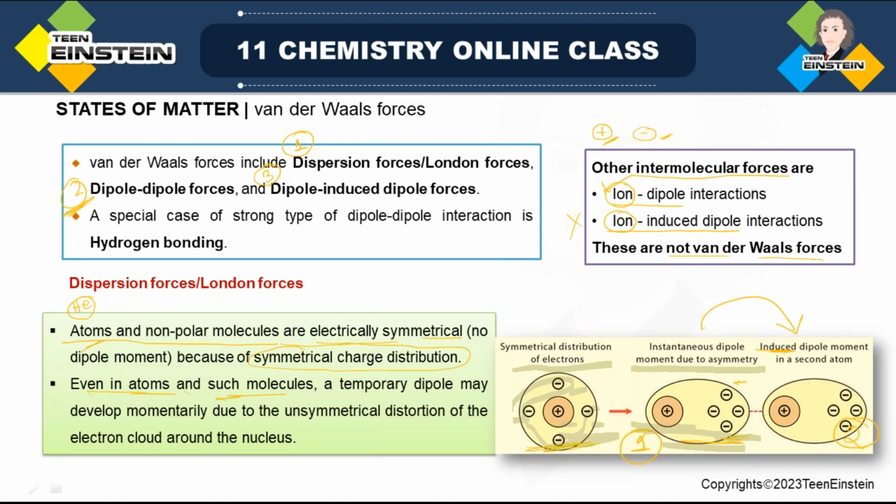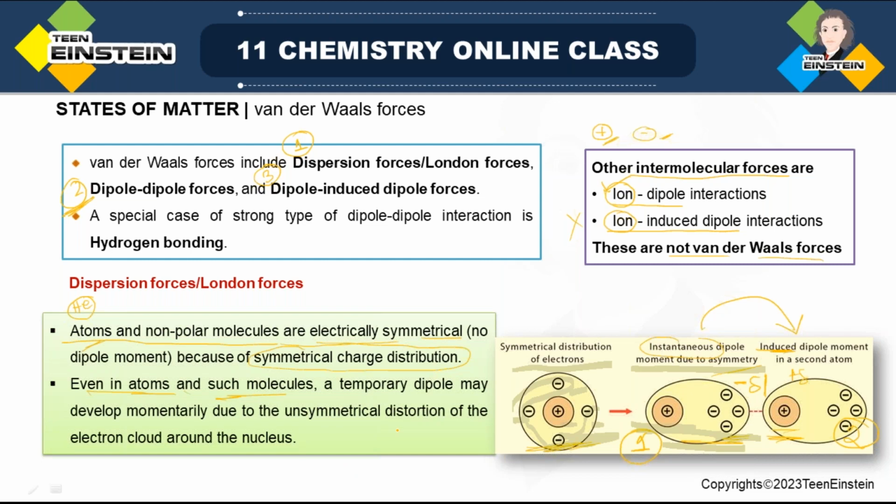As now there is some negative charge cloud on the right hand side, see what kind of sign I am using? Delta sign. This sign means it is not a fully developed negative charge, it is partial development. Because of this negative charge, now on the left hand side of this second molecule or atom, there will be some positive charge generation. So this is the first generated instantaneous dipole moment because of asymmetry in the charge distribution, and as a result in the second atom or molecule, there is now some induced dipole moment generated in the second atom.